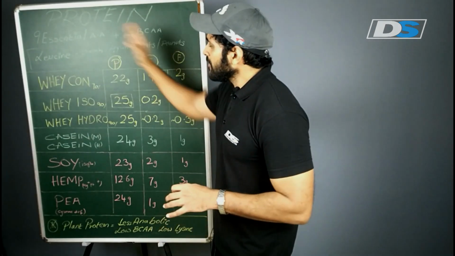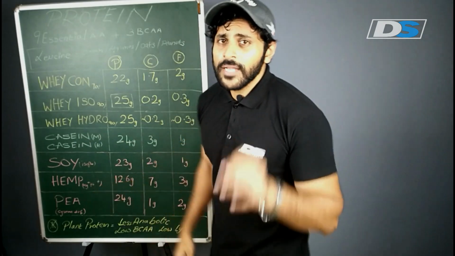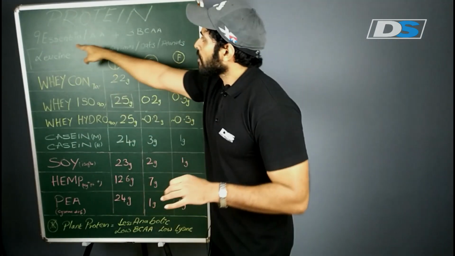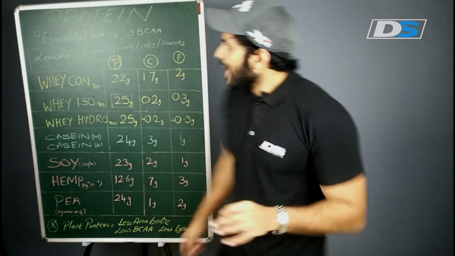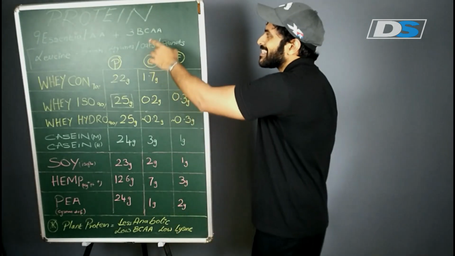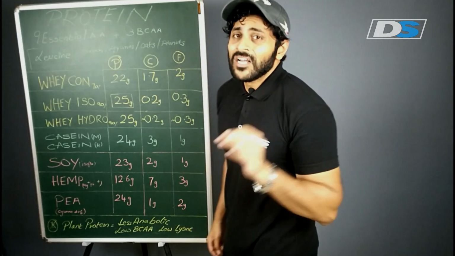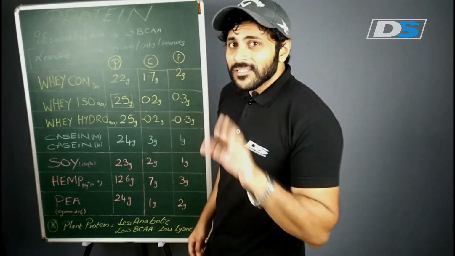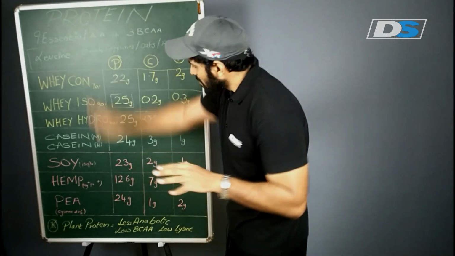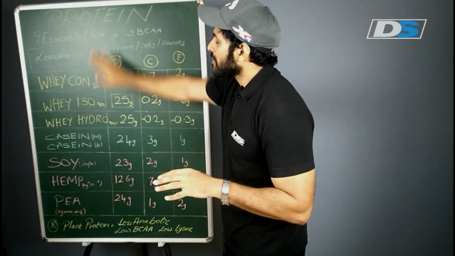So when we talk about protein products, the real importance here is the essential amino acid profile. A good protein should have all the 9 essential amino acids and 3 branch chain amino acids. When you have all of these in your protein, then it is a product that you should consider. Now, all of these products will have all the 9 essential amino acids.